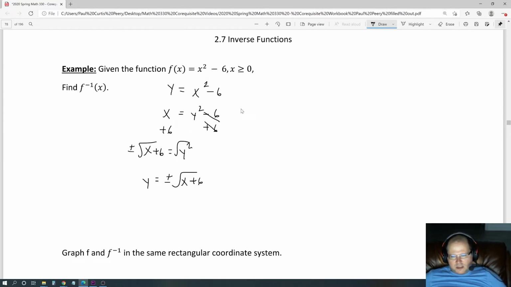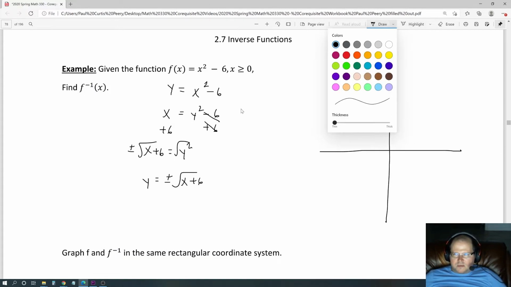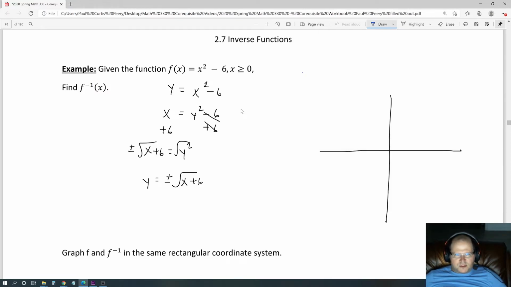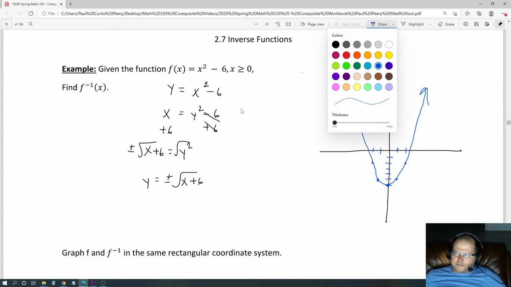So graph f and f inverse in the same rectangular coordinate system. Okay, so the first one would be, all right, so maybe I'll make this one blue. Make this one blue for the original one. So it'd be 1, 2, 3, 4, 5, 6. And then we select this and this. And then, so we have 1, 2. And then 1, 2. So it looks something like this. And something like this. Like that.